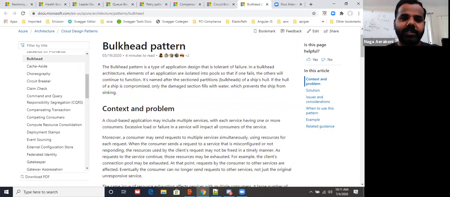The next one that I'm going to discuss is the bulkhead pattern. This is a pattern where you isolate or segregate your application into several different categories of services. You basically isolate some set of resources into a single category of services. As an analogy, they have given the example of a ship: if the hull is compromised, only the damaged section fills with water, and instead of the whole ship sinking, only the damaged part is filled with water.